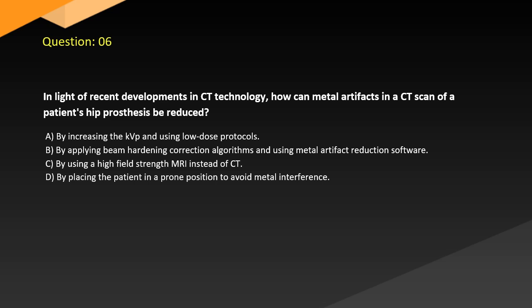Question 6. In light of recent developments in CT technology, how can metal artifacts in a CT of a patient's hip prosthesis be reduced? A. By increasing the kVp and using low-dose protocols. B. By applying beam hardening correction algorithms and using metal artifact reduction software. C. By using a high field strength MRI instead of CT. D. By placing the patient in a prone position to avoid metal interference.